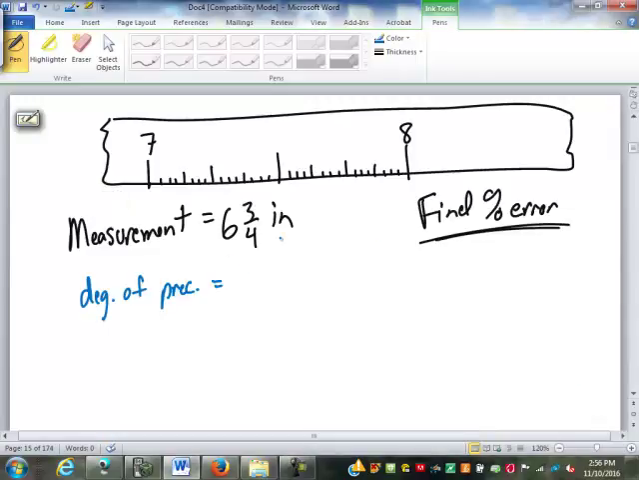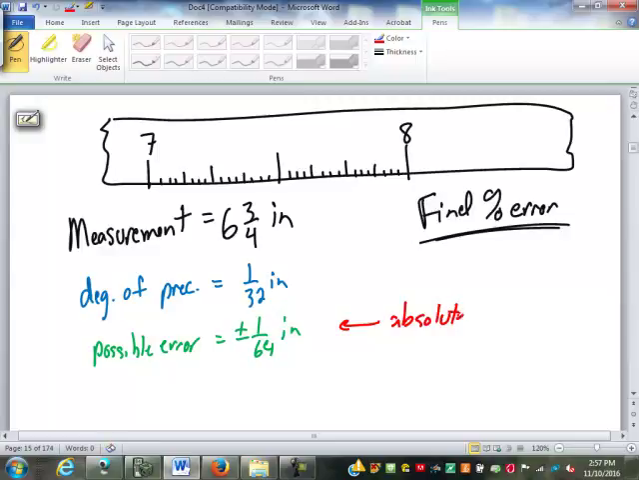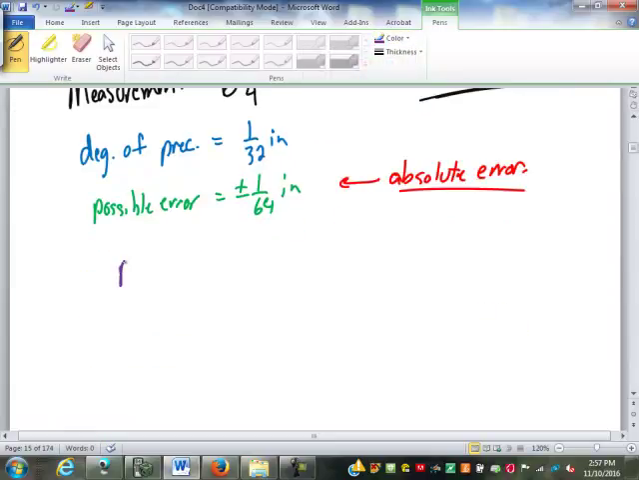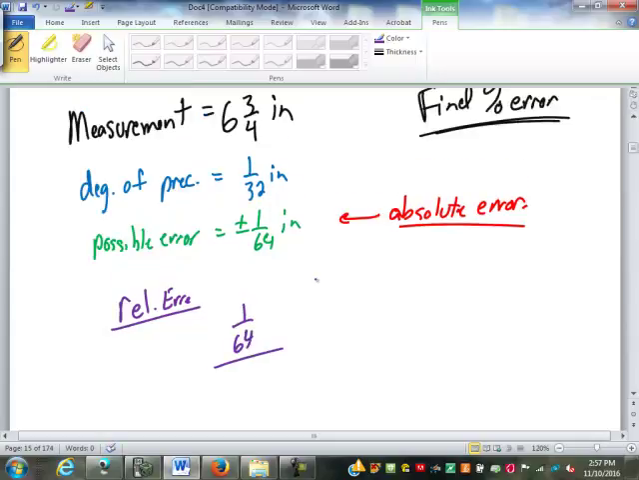So for this one, what was the degree of precision here? It was 1/32. So then the possible error, plus or minus 1/64. We are going to use that as our absolute error. So our relative error is going to be 1/64 over 6 3/4.